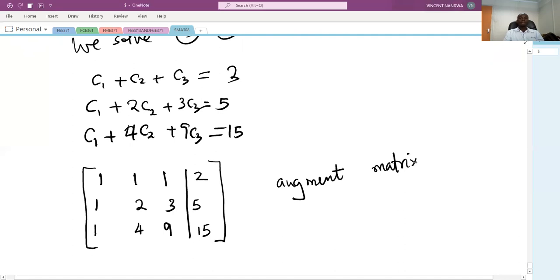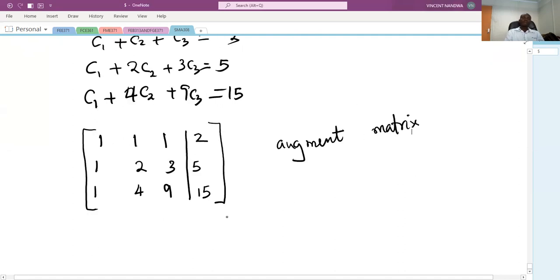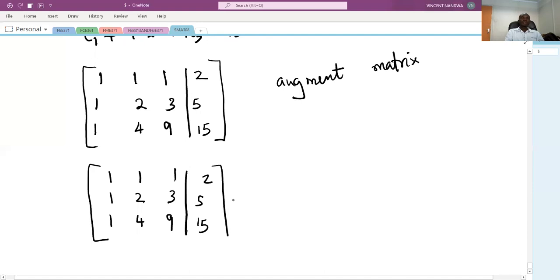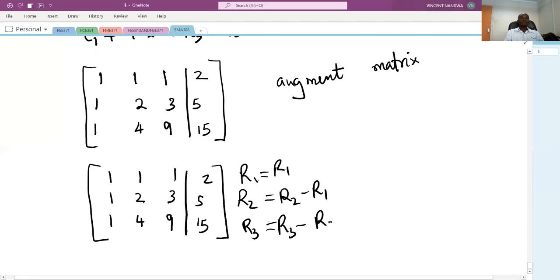So at the first step, let's rewrite the same system. So we have 1, 1, 1, 1, 2, 3, 1, 4, 9, 2, 5, 15. So row 1, let it be row 1. Row 2, we expect to have a 0 here. So let's say row 2 minus row 1. Row 3, we also expect to have a 0 here. So we say row 3 minus row 1.